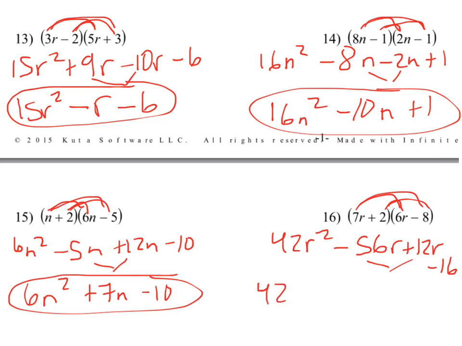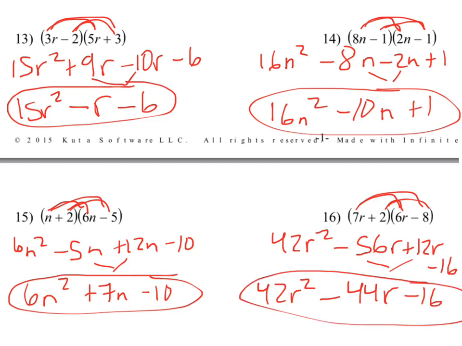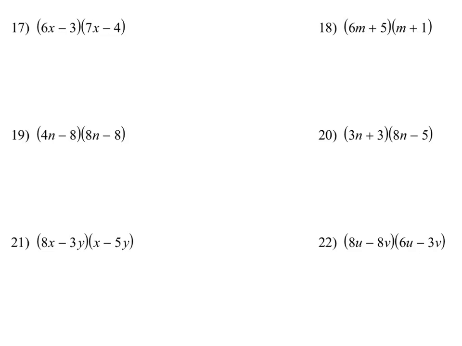You'll get 42r squared, and subtract 44r. And subtract 16 on the end. And you'll get that for your multiplied binomials. And I'm going to stop the video there.